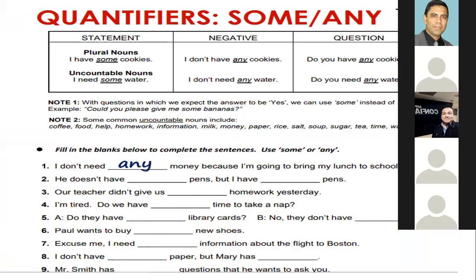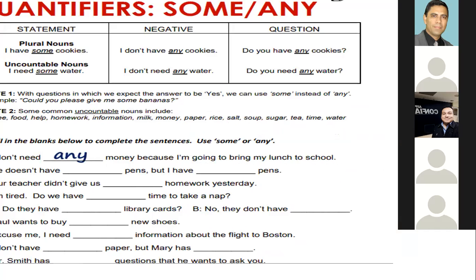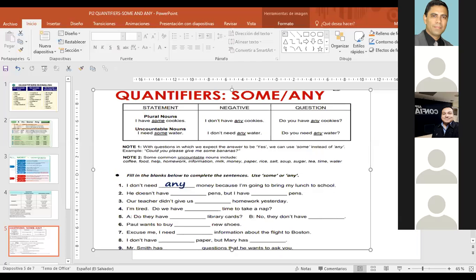Very good. So now it says note one, with WH questions, with questions in which we expect the answer to be yes, we can use some instead of any. For example, could you please give me some bananas? In note number two, it says some common uncountable nouns include coffee, food, help, homework, information, milk, money, paper, rice, salt, soup, sugar, tea, time, and water. Those are all uncountable nouns. Okay, so what we are going to do now is fill in the blanks below to complete the sentences using some or any, which are quantifiers.